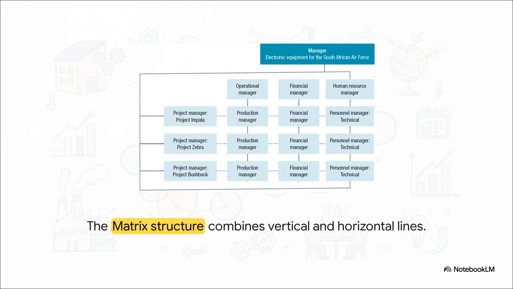And then we have the matrix structure, the most complex blueprint of the bunch. Here, traditional vertical functions like production and finance directly intersect with horizontal project managers who are running specific initiatives. It creates a highly flexible, resource-sharing web. The catch? Well, employees often end up reporting to 2 bosses at once, and that is a setup that requires spectacular communication to avoid total gridlock.